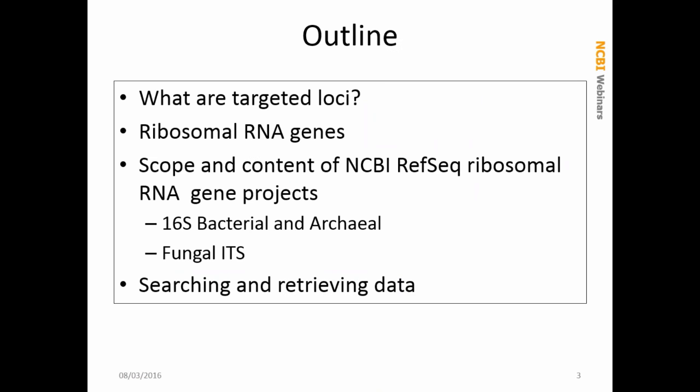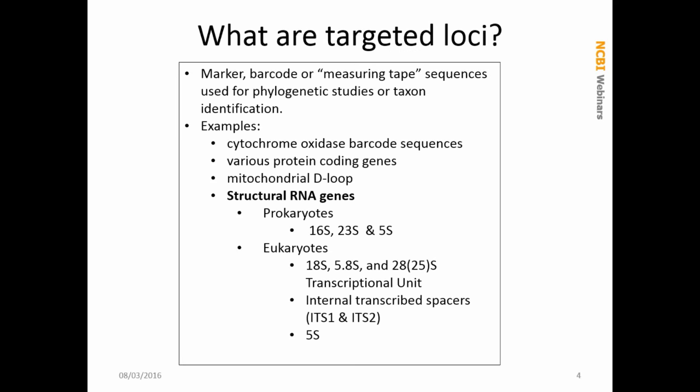Talk a little bit about what I'm talking about, what are targeted loci anyway. And one kind of targeted locus is, of course, a ribosomal RNA gene. Those are the ones I'm going to be talking about today. And I'll review a little bit about the structure of those. And then I'll talk about our NCBI RefSeq ribosomal RNA gene projects, two of them in particular, the 16S bacterial and archaeal project and the fungal ITS, internal transcribed spacer region project. And then we'll look at how you can get to the data and retrieve them, download them and search them and things like that.